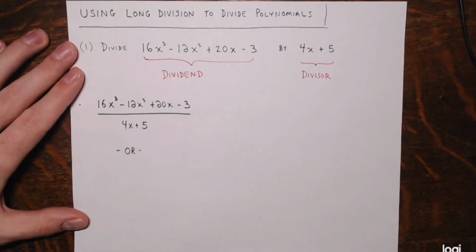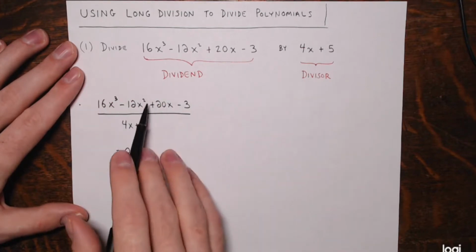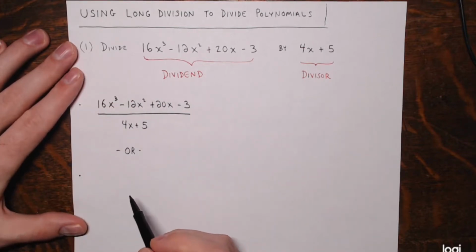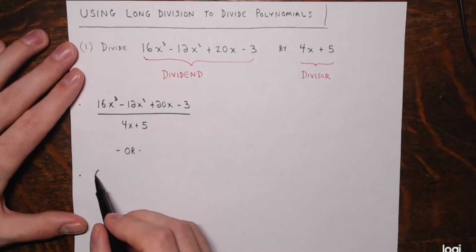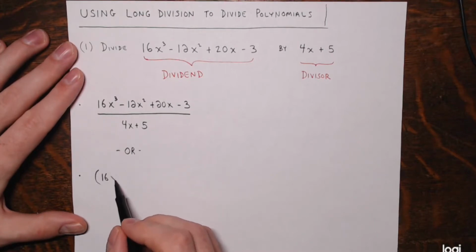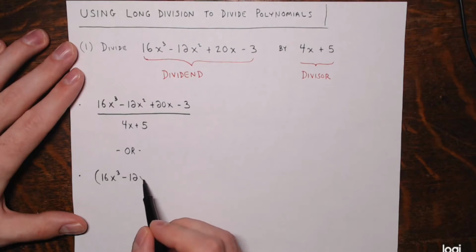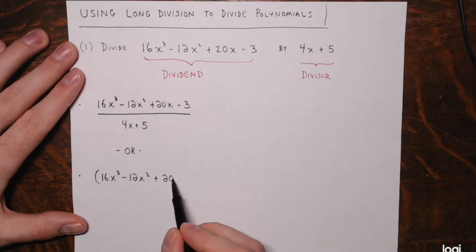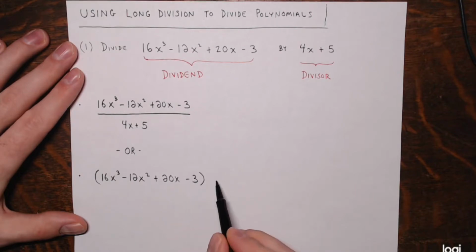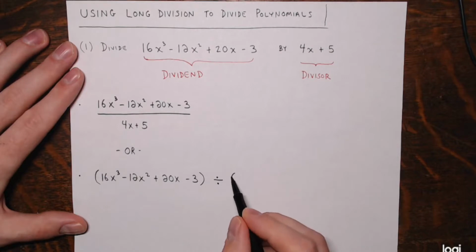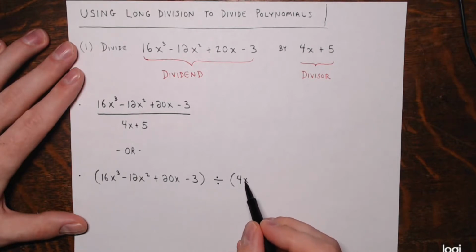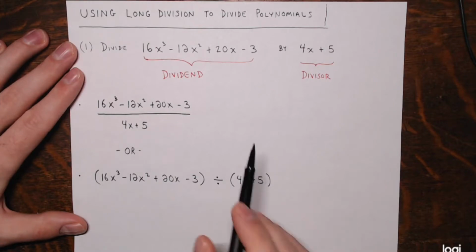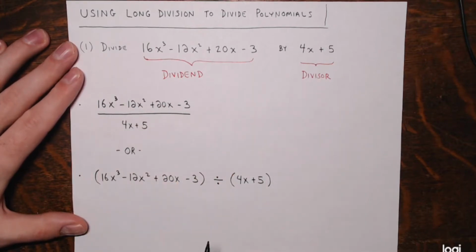Another way to express division, instead of writing it in words or as a fraction, is with the division symbol. You take the dividend, then divided by, the division symbol right here, a little line with a dot above and below it, and then the divisor. So far all three of these things mean the same thing. They're all talking about dividing the same two polynomials.